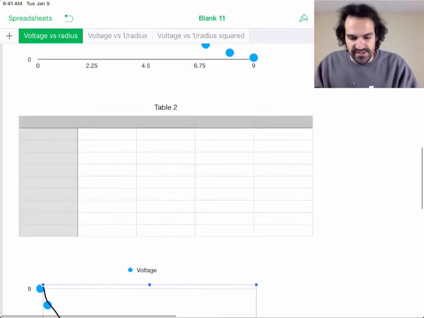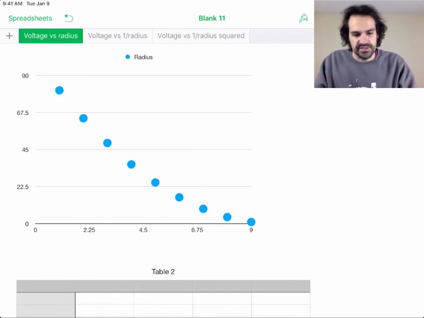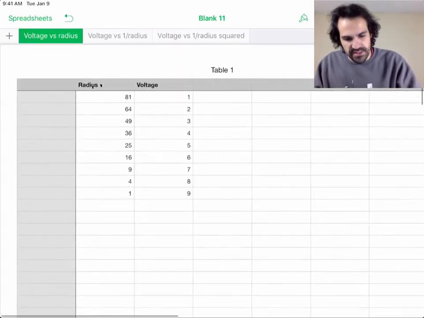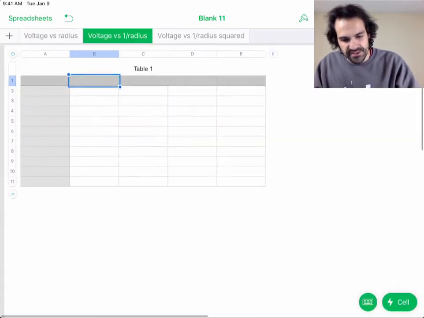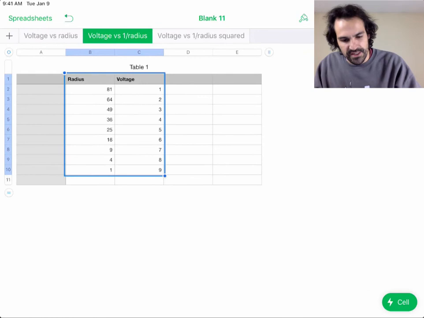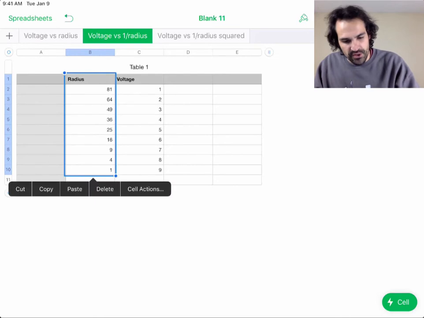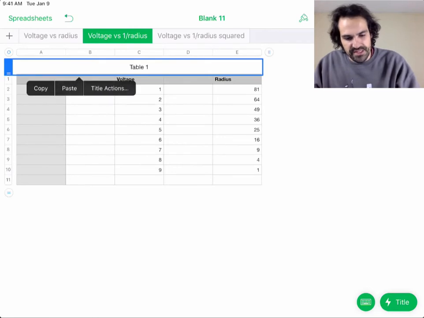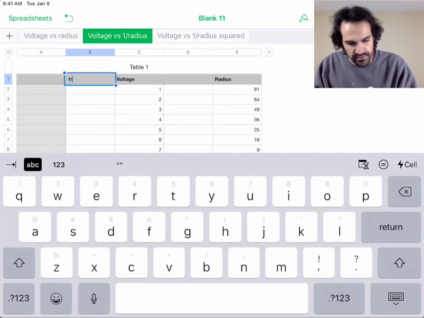Which means, like I said before, now we need to see if it's 1 over the radius. So to do that, I recommend taking all of your data, highlighting it, copying it, and pasting it into a second tab, which I have up here at the top. I'm going to click right here and paste my data in. Now, we want this first column to be 1 over the radius. So I'm going to take all of this data and I'm going to hide it all the way over here. Because this second column is going to become 1 over the radius.